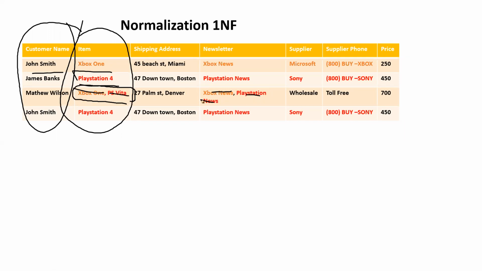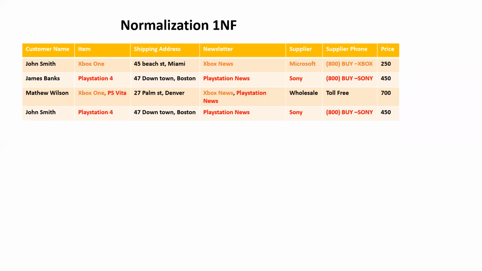Now, if we think logically, when we add something in a table, we prefer to have individual entries rather than multiple entries. Here I can see there are multiple entries coming in. Now that is a problem. For example, let's say Matthew purchased X1 and PS Vita, and later on he returned PS Vita back to the store. Then what will happen? As a database maintenance person, I have to update this record, right? I have to update the value.